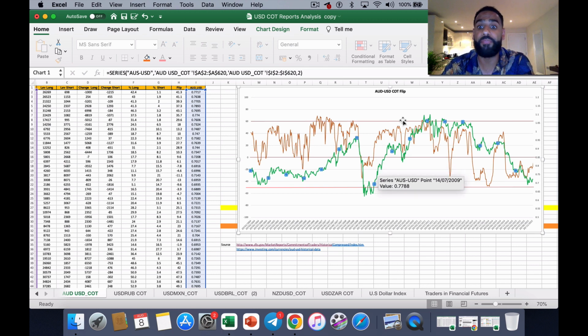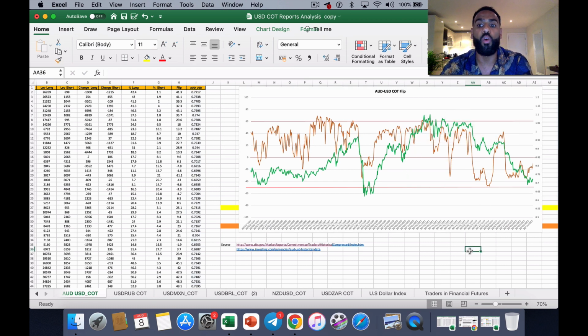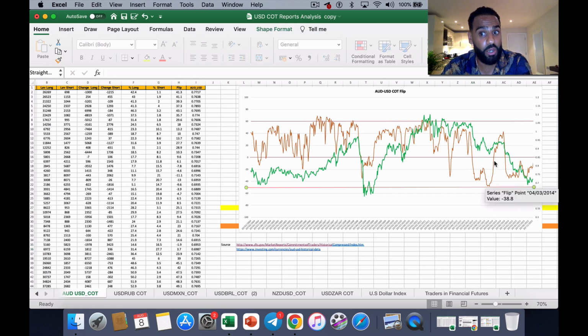So you can see here, every time they move alongside each other, it's a beautiful correlation. So what you want to do, when you're looking at this data, which is what I teach, is not buy at the extremes, because this is where the data usually flips and goes in the opposite direction.